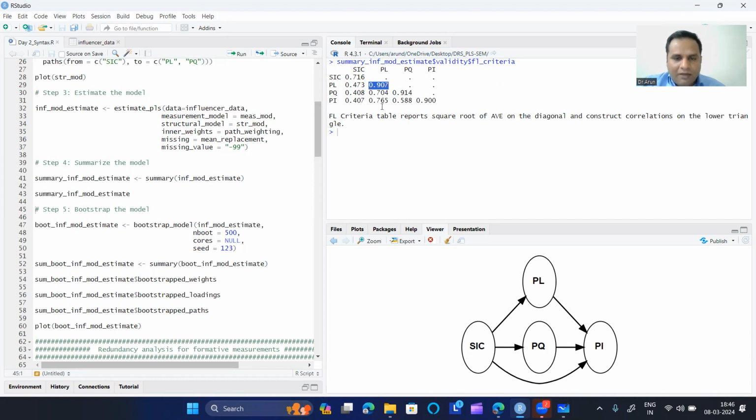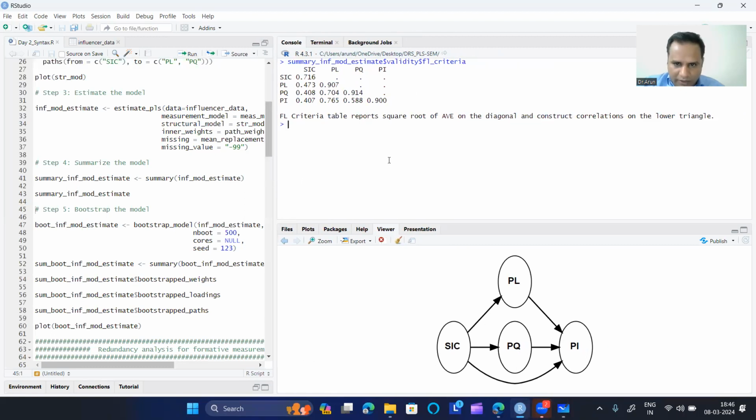and 0.907 should be greater than the values below it. Similarly for this one and this one. So the Fornell-Larcker criterion says that my constructs are discriminant. My constructs are unique. Here you can see the FL criteria table reports the square root of AVE on the diagonal and construct correlations on the lower triangle.